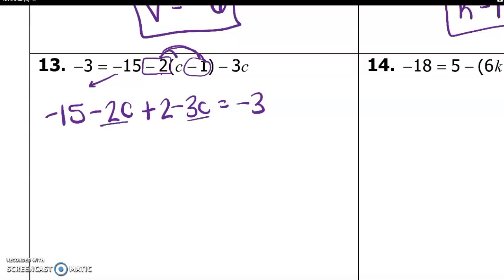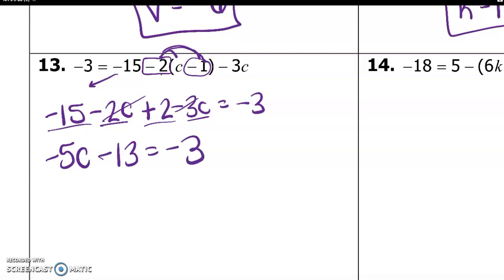Negative 2 minus 3 gives me negative 5c. So those are gone. Negative 15 plus 2 gives me negative 13. So minus 13 equals negative 3. So lots of places to go wrong here. Be really careful with your positives and negatives.